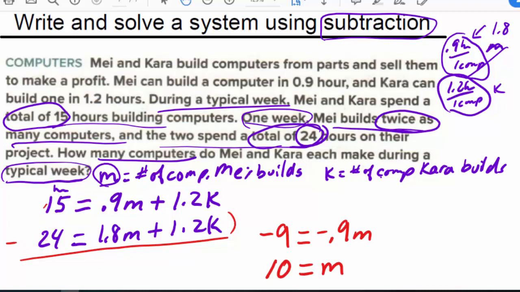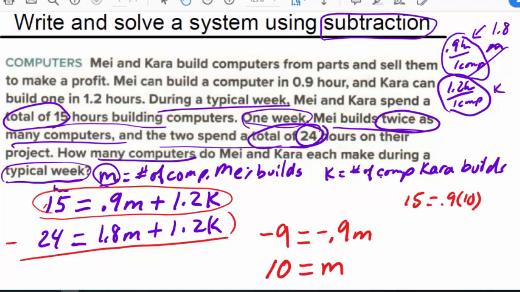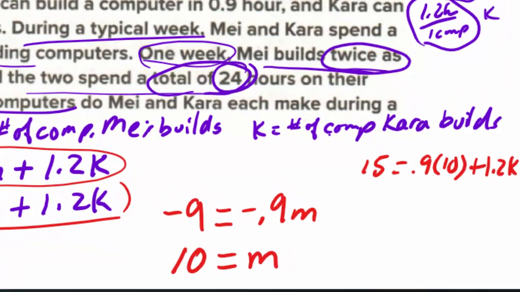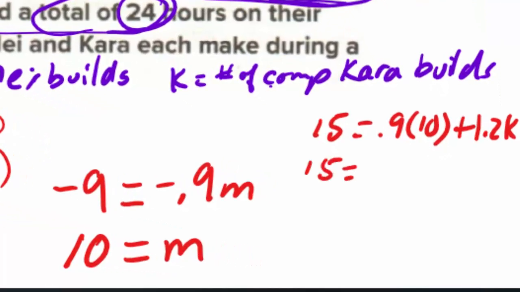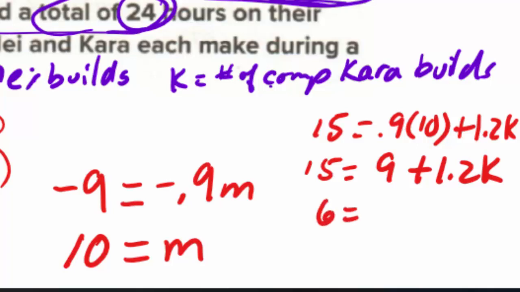Now, the easier of the two equations appears to be this one up top because it's got smaller numbers. So I'm going to substitute 10 in place of M. So 15 is going to equal 0.9 times 10 plus 1.2 K. Start simplifying this, and I have 15 equals 9 plus 1.2 K. Subtract 9 from both sides, and I get 6 equal to 1.2 K. And then I want to divide both sides by 1.2, and that will give me K equal to 5.